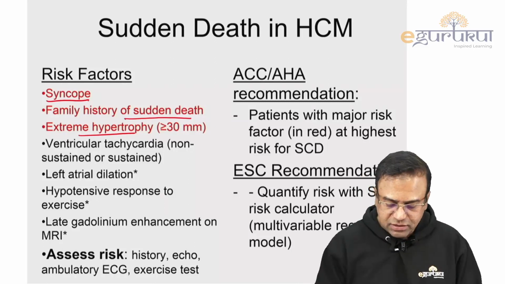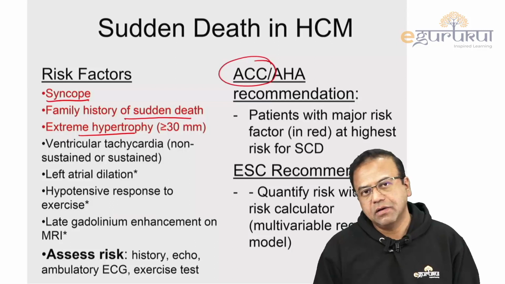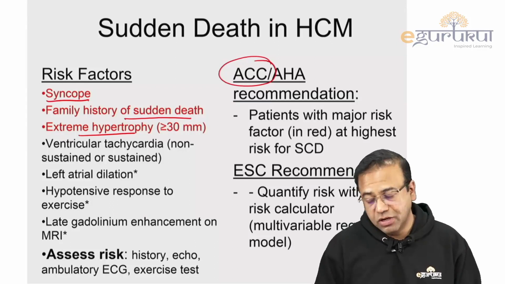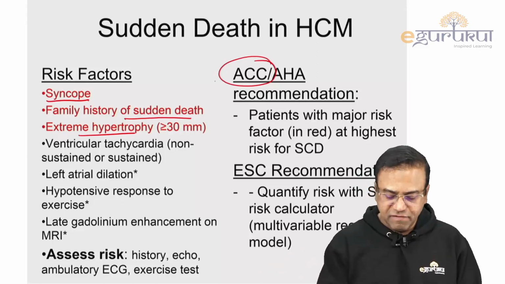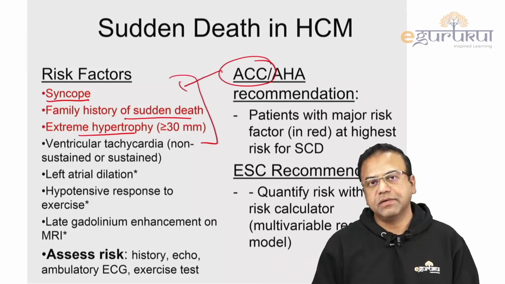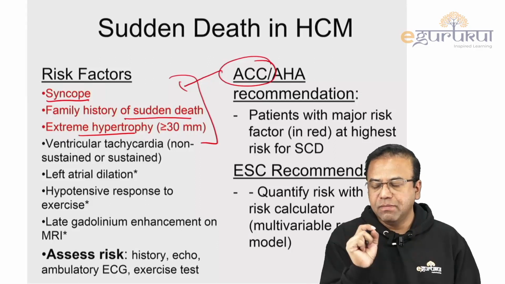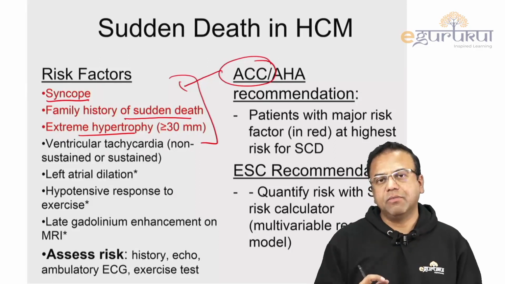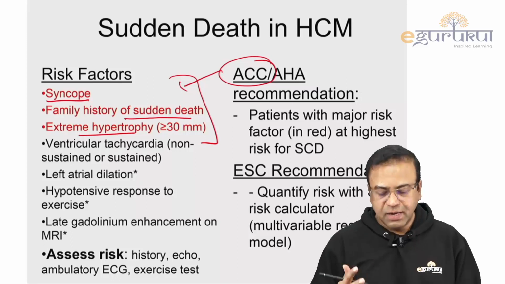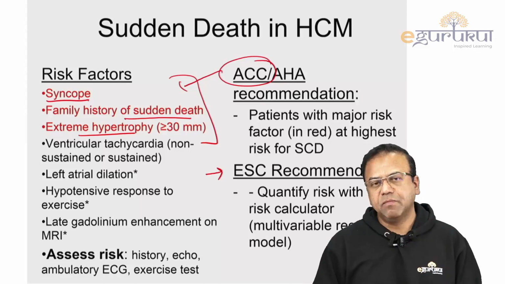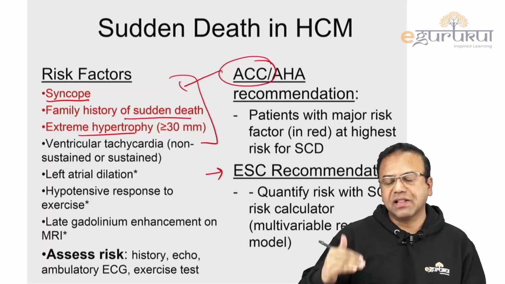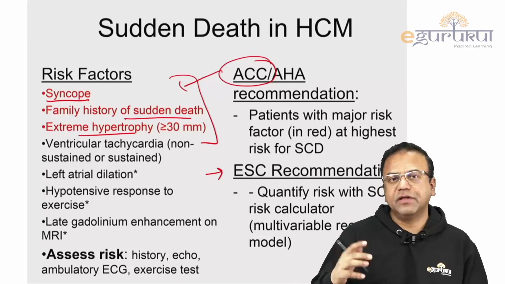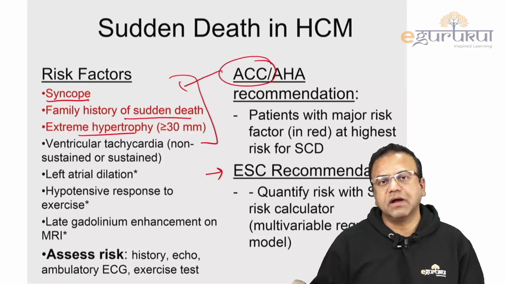So as per the American College of Cardiology and AHA, they find these three to be the most important predictors. If they are there, then ICD becomes important, septal myectomy becomes important. So you need to be more aggressive in the management of these patients because they can die suddenly. The European Society of Cardiology actually came up with an app. They have a scoring system, a calculator is available that will calculate for us the risk probability of these patients having sudden cardiac death.